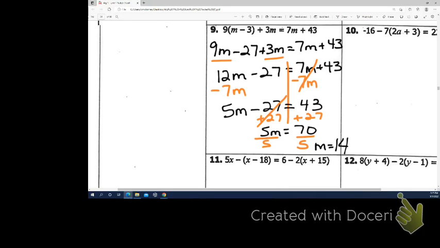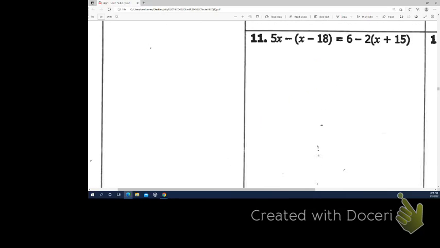If you'd like to try number 10 and see how that goes, for number 10, my answer is A is -5. So you might work through number 10 and see if you also get A is -5. All right, I hope you were successful with number 10.